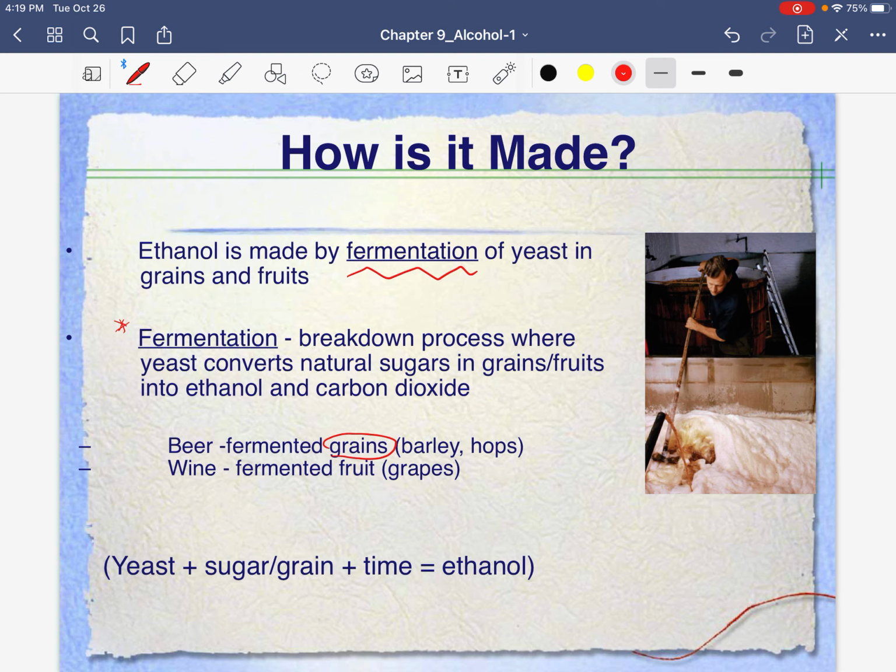Here we ferment grains or fruit. So we ferment them, which means that we allow them to break down, and the yeast converts the natural sugars into ethanol. So there's a breakdown process. The yeast helps to ferment, or break down, these grains or these fruits into ethanol and carbon dioxide. It takes time too, so it's not something that can just happen overnight.